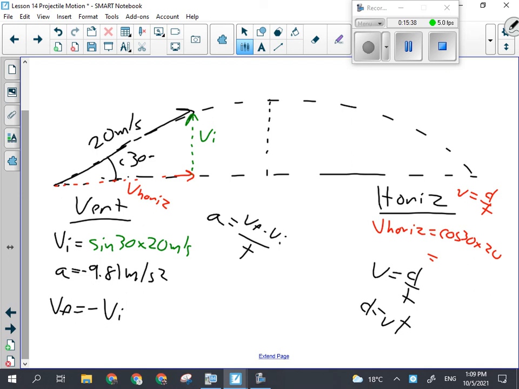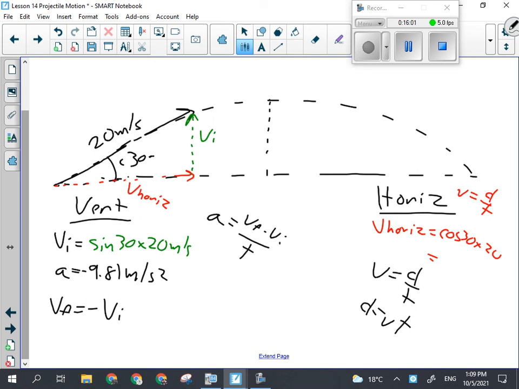Remember, from a vertical perspective, even though this thing has been thrown at an angle like that, all the object is doing is going up and coming back down. From a vertical perspective, that's all that happens. So the maximum height occurs halfway through the flight, halfway in terms of time.